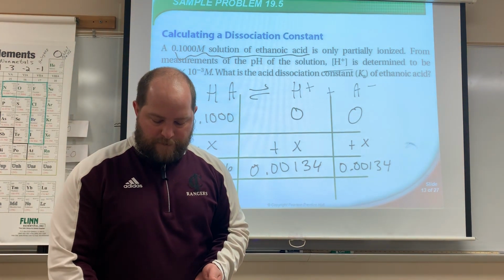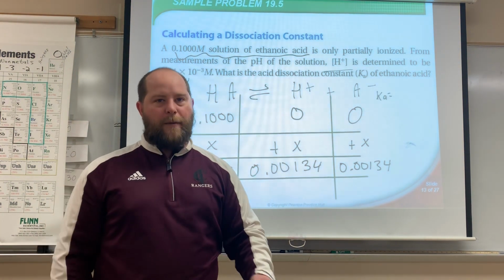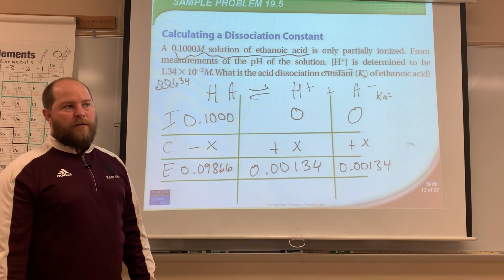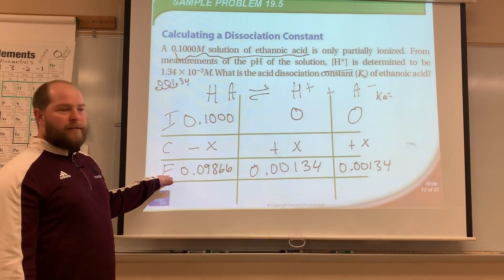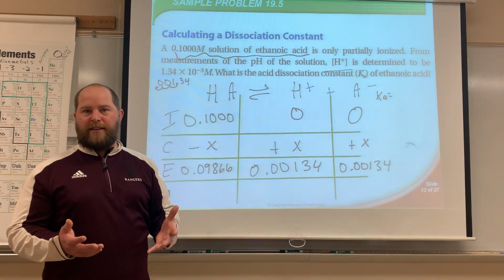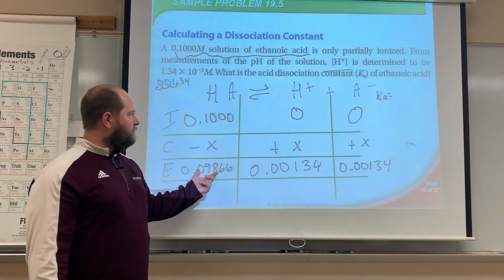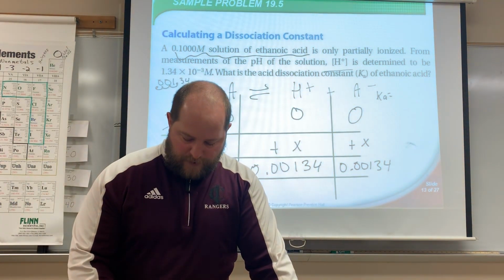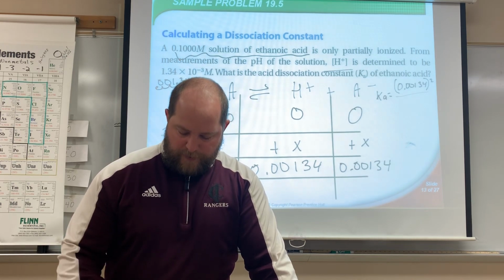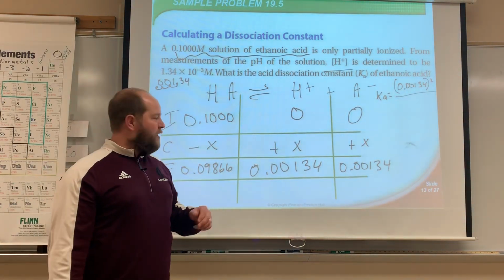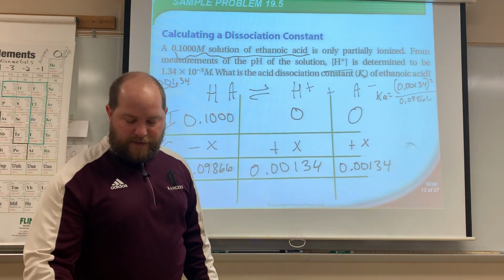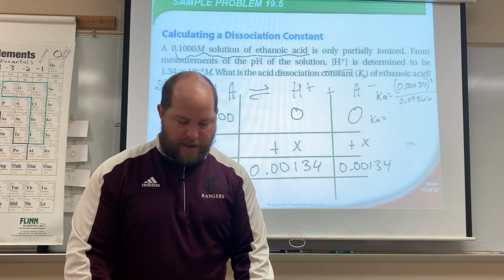Okay, so now we're ready to answer the bigger question on the problem, which says, what is the acid dissociation constant of ethanoic acid? Well, we need to know the equilibrium concentrations. Hey, we use the ice table to figure that out. Now it just ends up being like the Keq, products over reactants. So this one will just be 0.00134, running out of room there, I'll put it squared, divided by 0.09866. So now I can calculate the Ka of that acid.